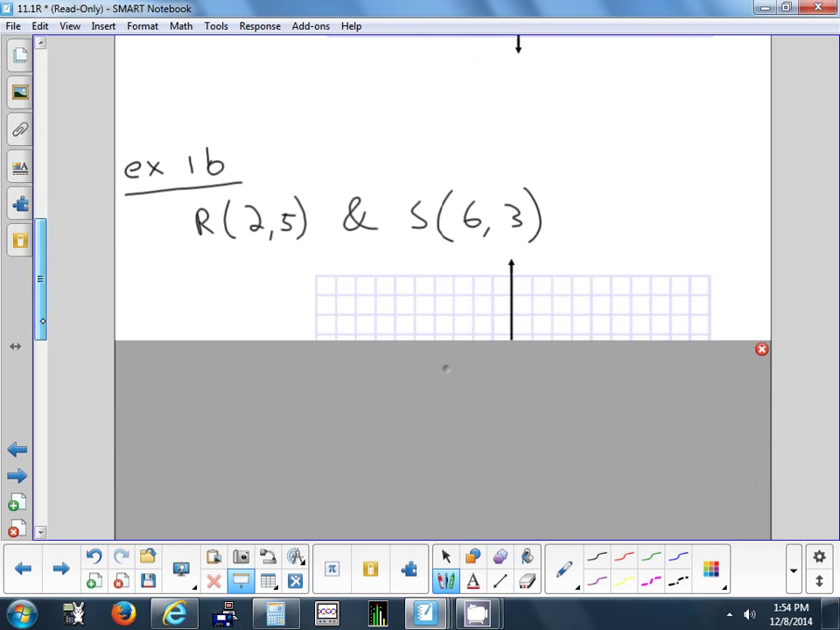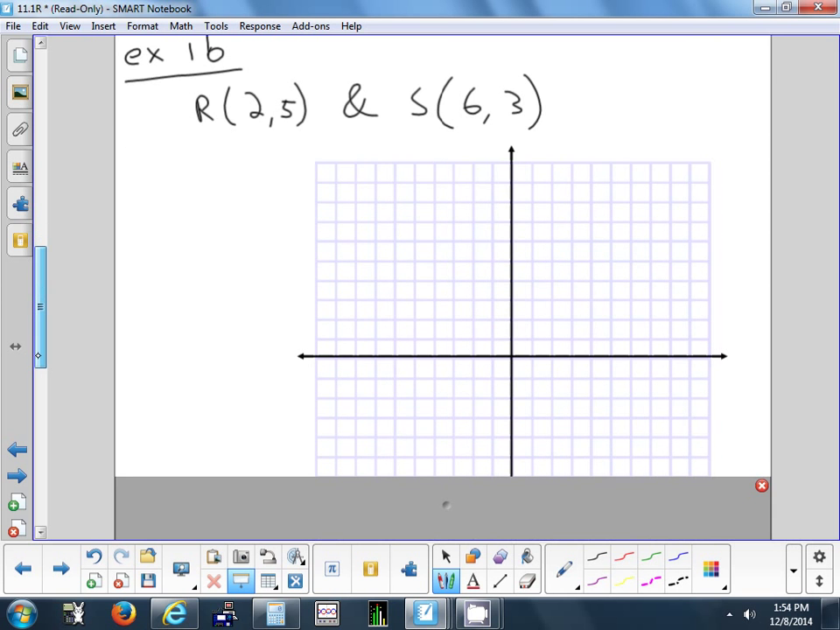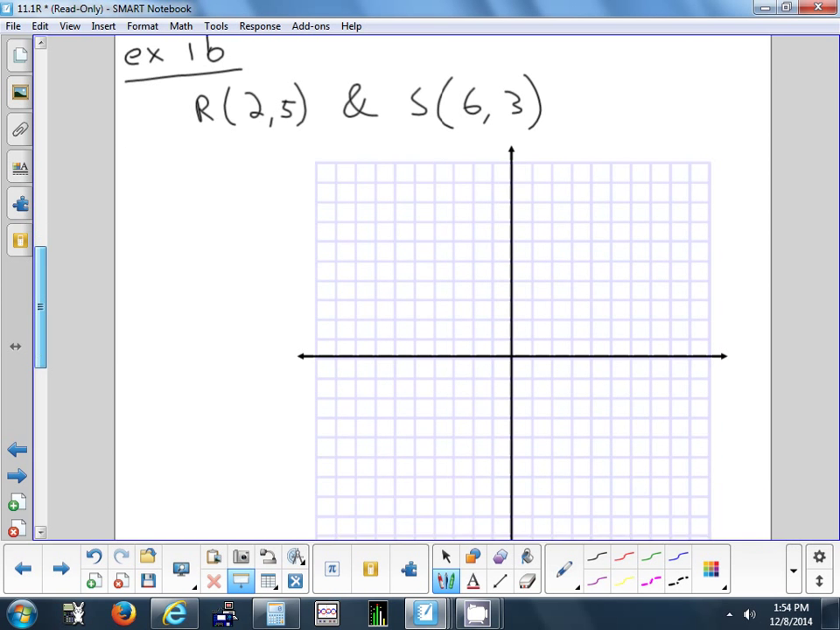Okay, let's try that one: (2, 5) and (6, 3). Well, Joe, how do I graph the point (2, 5)? Go to the right for 2. Right 2. Good. Up 5. Okay, and the point (6, 3). Brian, how do I graph (6, 3)? Go to the right 6 and up 3.